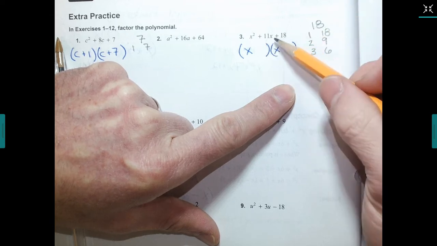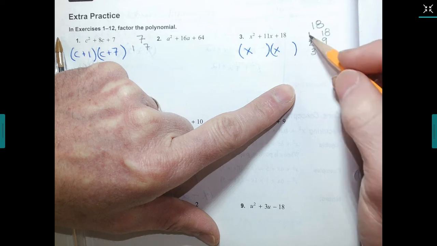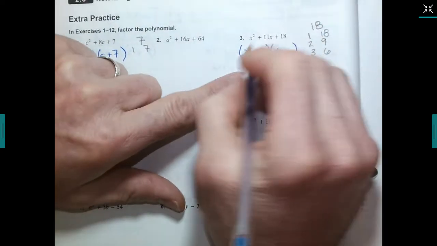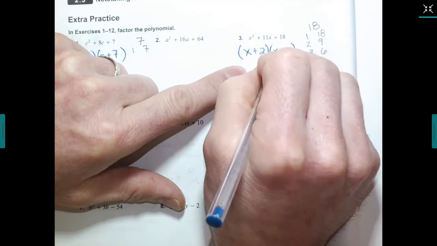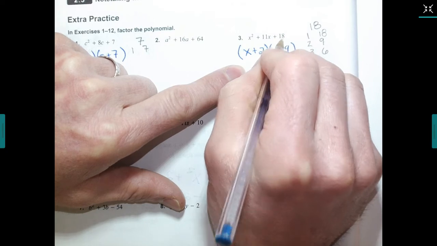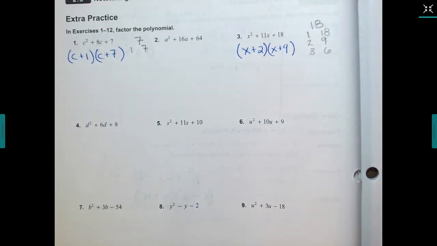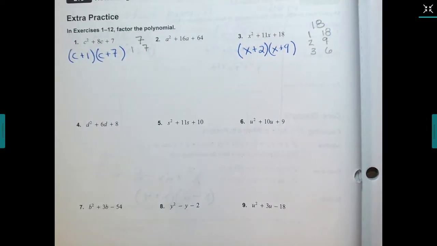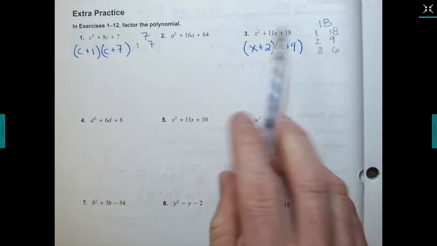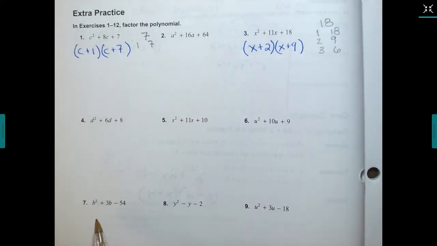And I need to know which add together to get 11: 2 and 9. A positive 2 and a positive 9. 2 plus 9 is 11. 2 times 9 is 18. There it is. Look at that. So it's a couple steps, but if you understand those steps, it can all come together.